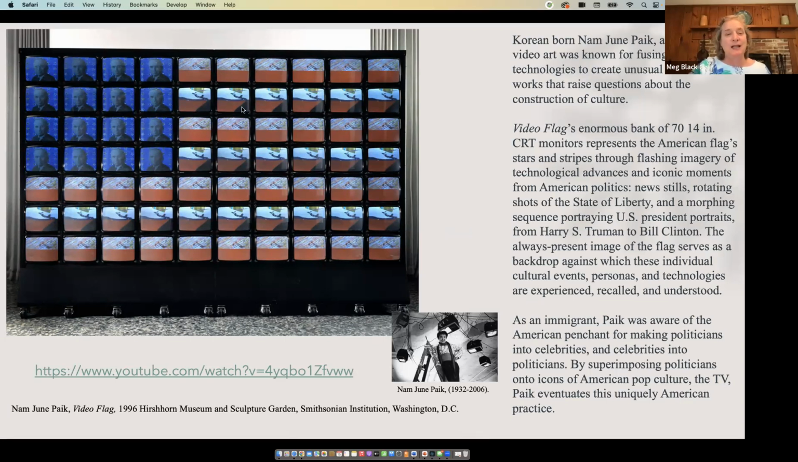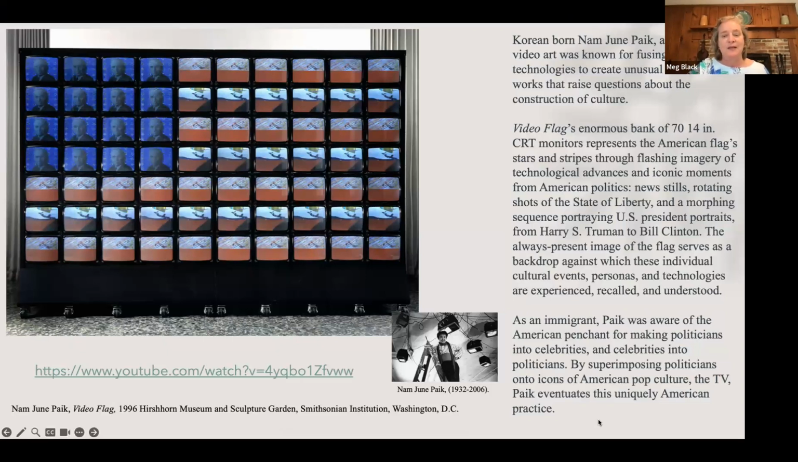And again, he's using television screens to do what would now be done with very flat images, like liquid surfaces. But he was aware of the American penchant for making politicians celebrities and celebrities politicians by superimposing politicians onto icons of American pop culture, the TV. We are TV obsessed. Most people have at least two or three TVs in their homes, and cable TV, and then there's Netflix and Hulu and all these ways to interact with your television. It was just very uniquely American to have done that.